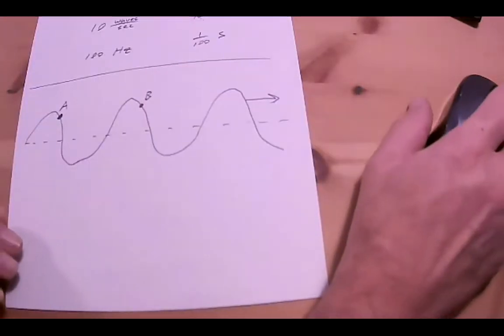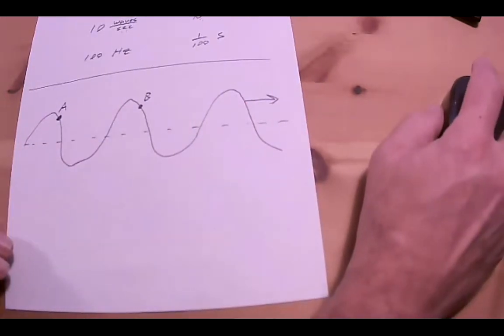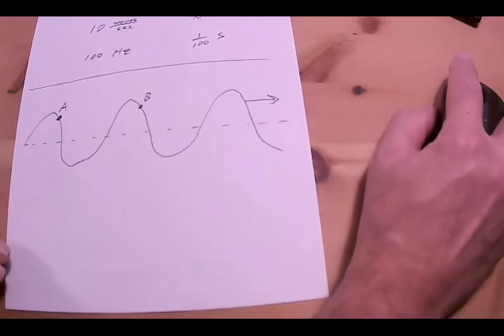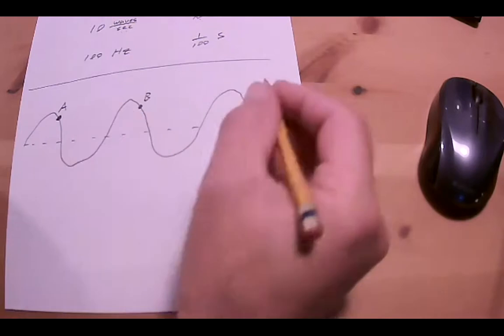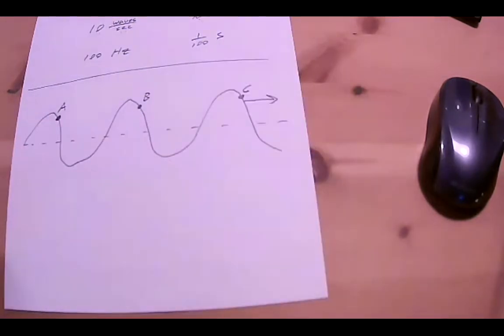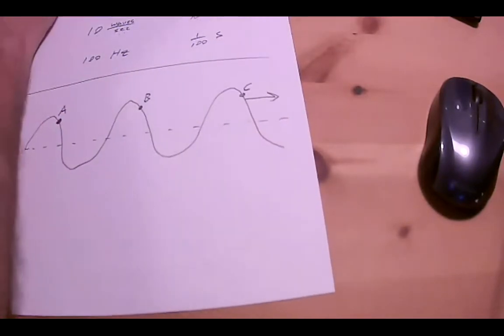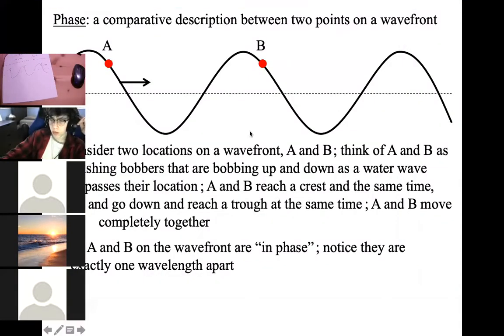Where should I put bobber C on my diagram? Hold it up to the screen. I want to see. Where is bobber C? Yep. Bobber C is right there. Bobber C is here.